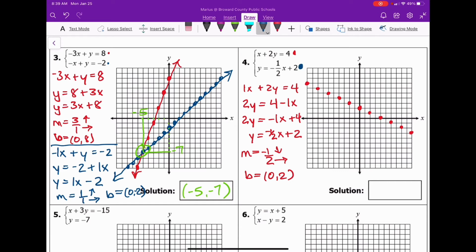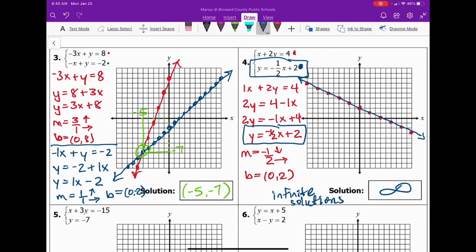And now we can go ahead and do the second one, but if we look, both equations are the same exact thing. So I'm gonna leave the red dots plotted in red, and I'm gonna graph the other part of it in blue, because they're essentially the same line. So our solutions here, this is infinite solutions, okay? So we can use the infinity sign, or we can actually write out infinite solutions.